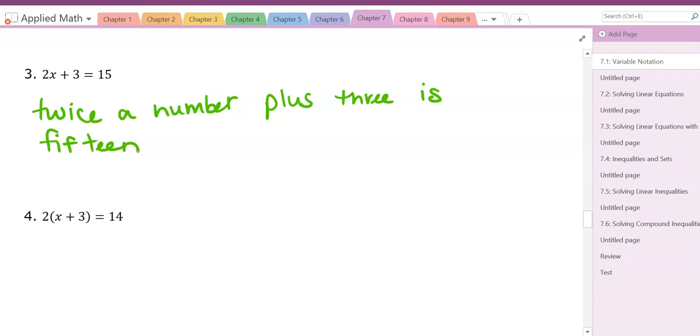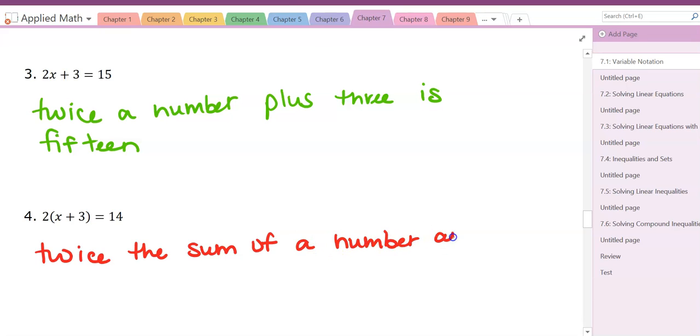For number 4, it's written a little differently than number 3. For number 3, it was 2x plus 3. This one is 2 times the whole quantity, x plus 3. So a little bit different here in how we're going to write this. What I'm going to say for this one is twice the sum of a number and 3 is 14.